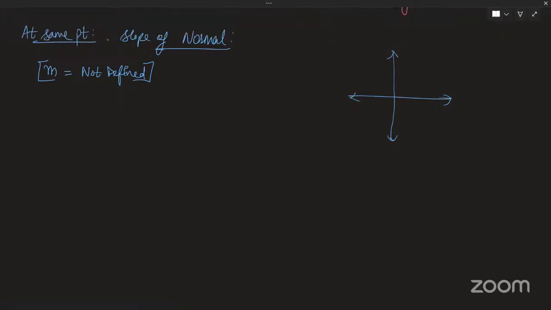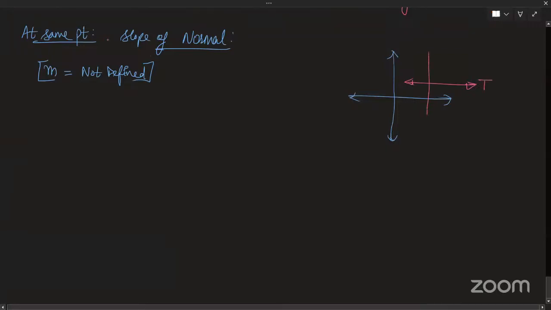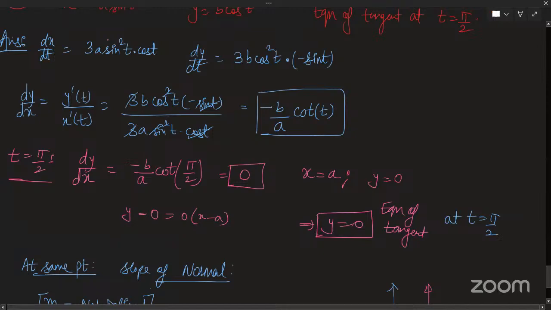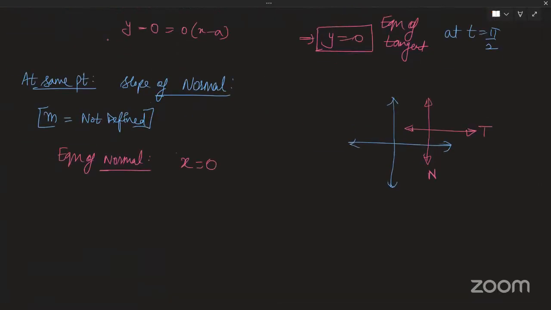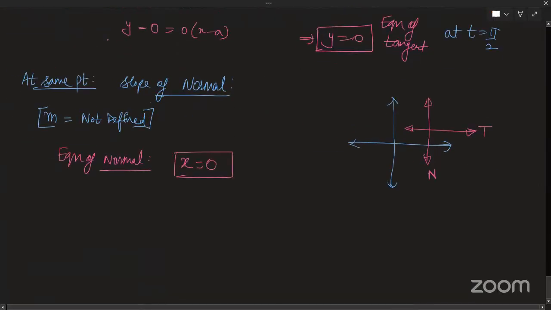See, earlier what was happening is the tangent is parallel to x-axis. And if I draw a normal like this, the normal will be parallel to y-axis. That is why its slope is not defined. So can I just directly write what will be the equation of normal? The equation of normal will be x is equal to constant. So x is equal to 0, correct? Right? X is equal to 0.